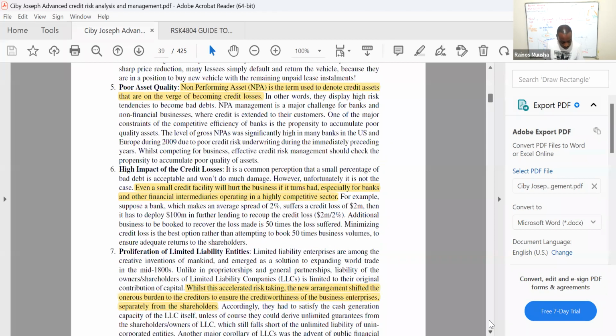The next reason for credit risk analysis is the high impact of credit losses. I'll read from the beginning of the paragraph there. Here they say, it is a common perception that a small percentage of bad debt is acceptable and won't do much damage. However, unfortunately, it is not the case. Even a small credit facility will hurt the business if it turns bad, especially for banks and other financial intermediaries operating in a highly competitive sector. Reason being, even if it's a small credit facility that has resulted in a loss, what do we see?